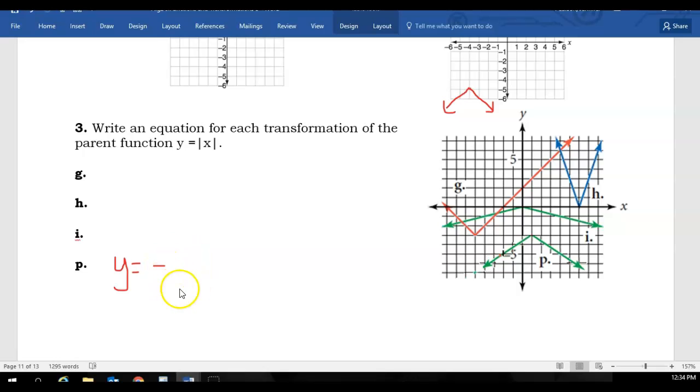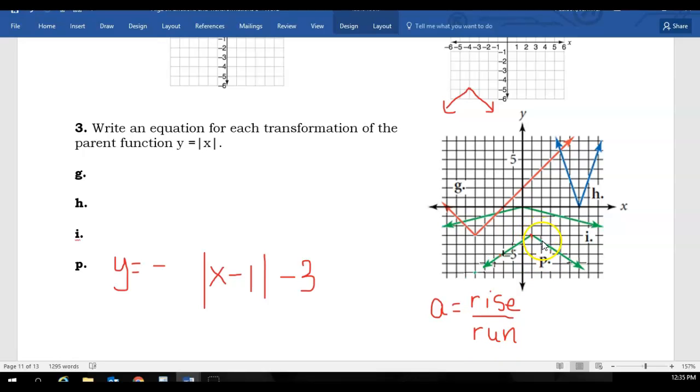I'm going to leave a space for my dilation factor. And I said it was to the right one, so that's a minus one. And it was down 3, so that's a minus 3. Now that dilation factor at the front, basically think of it as slope. I'm going to use the parameter A, but it's rise over run. So if we find two points that fall right on that line, we can count what the rise is and what the run is.